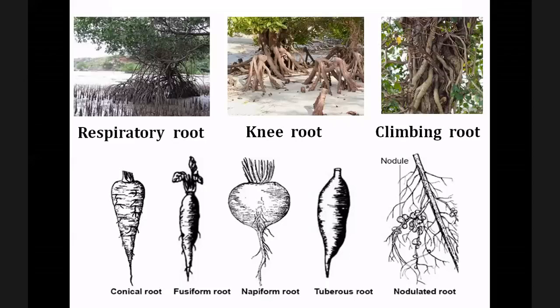The next one is the tuberous root. This is a thick root, a storage root, modified for storage. It enlarges to store food. The examples are manioc, cassava, and sweet potato.